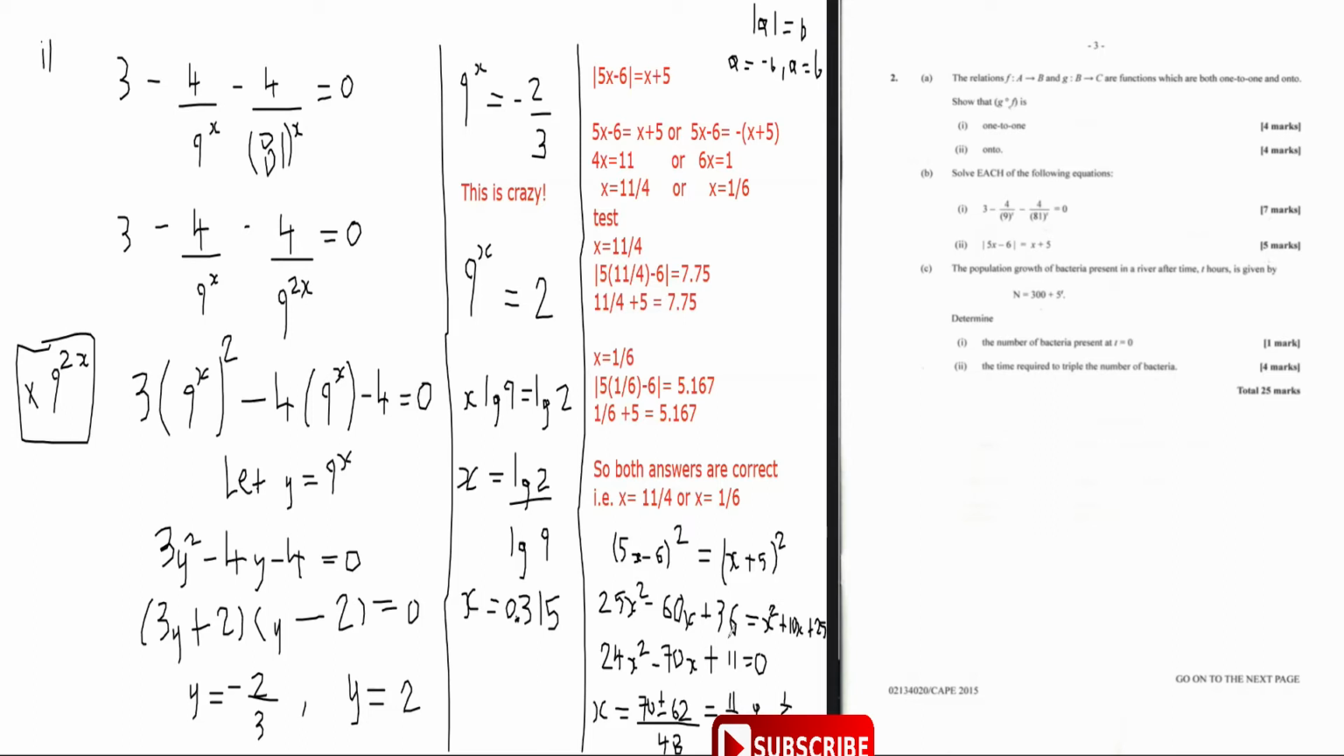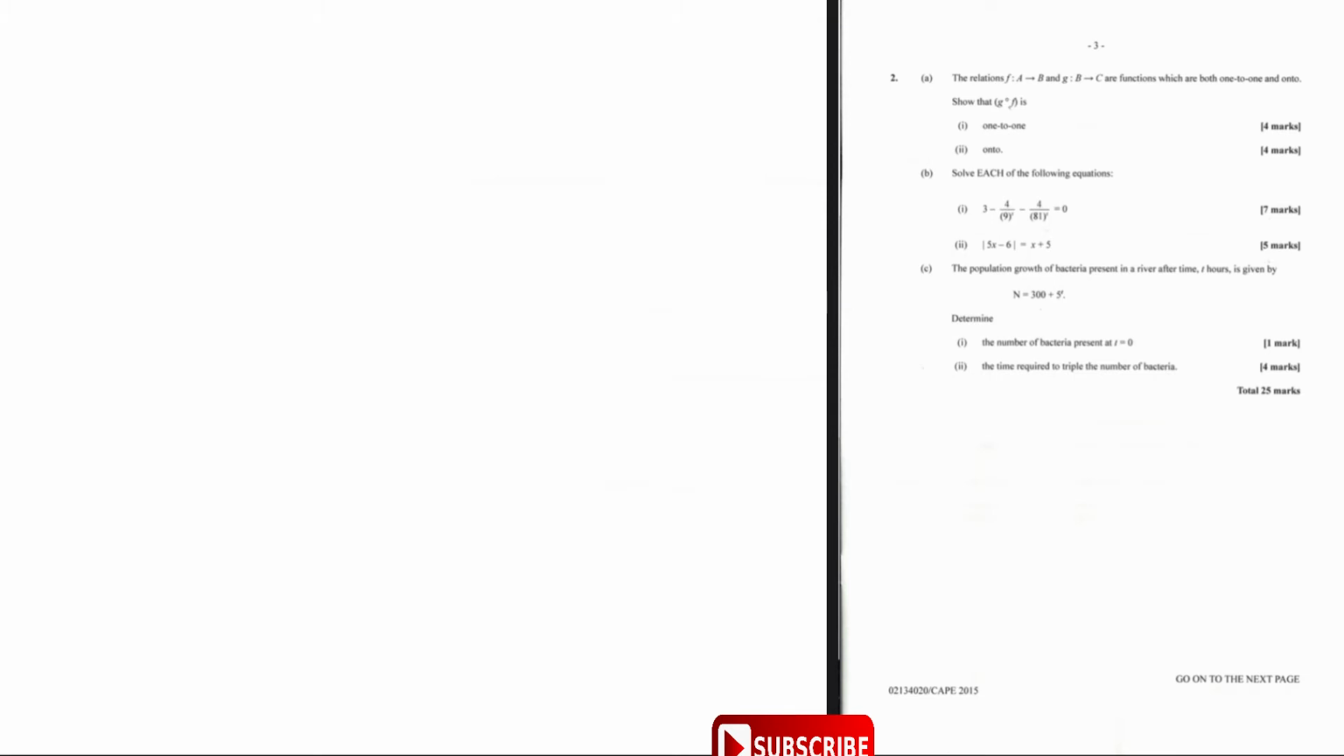The next part of the question says, the growth of the population of bacteria in a river after time t is given by N is equal to 300 plus 5 to the t. All right, so let's write that down. The number of bacteria in a river is given by N is equal to 300 plus 5 to the t. Now the question they're asking is, find the number of bacteria present when t is equal to 0.